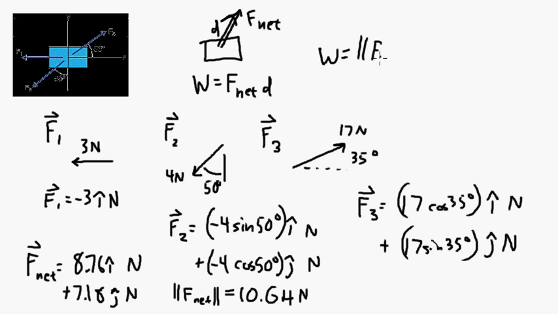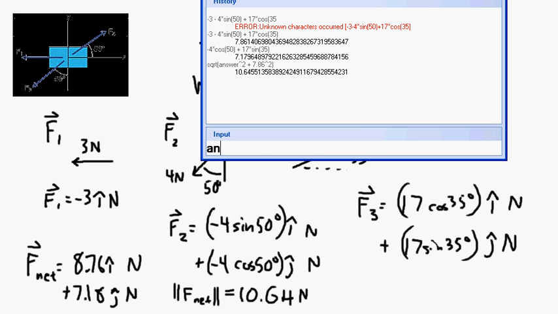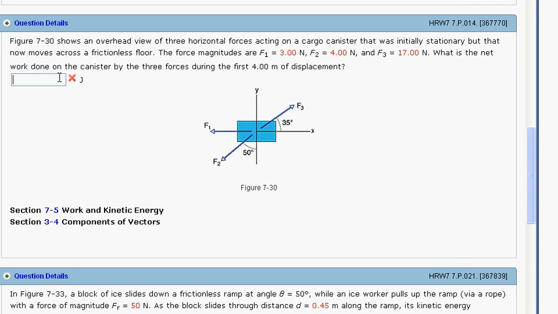Okay, so work is simply the magnitude of F net times d, and d they gave us is 4.0, right? So it's going to equal 10.64 newtons times 4 meters. So let's get that right, times 4, and it's going to be 42.6 newton meters, or joules, 42.6 joules, which is a newton meter. And ding, ding, ding, got it right. So that's how you do problem 3.